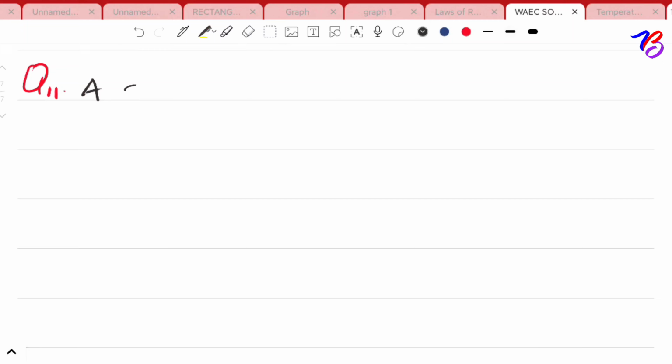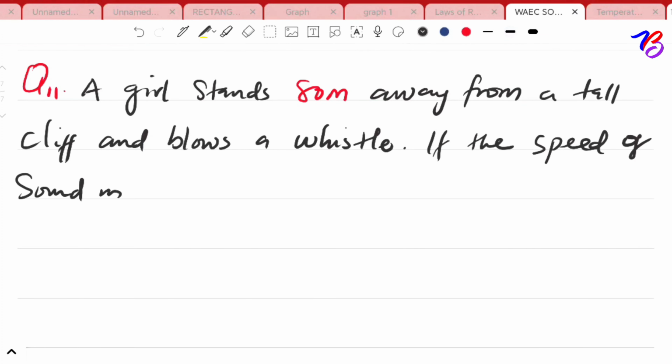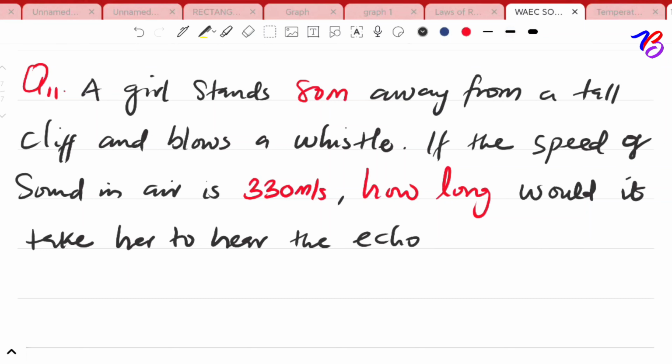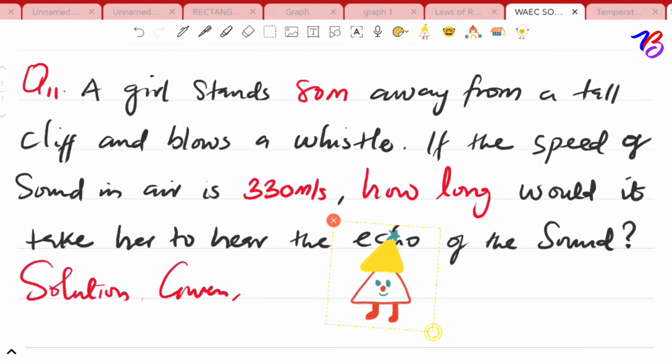Next question before us reads, a goat stands 80 meters away from a tall cliff and blows a whistle. So if the speed of sound in air is 330 meters per second, then how long would it take her to hear the echo of the sound? So solution using the Triune method, our given data include: number 1, we have the goat standing 80 meters away. So this represents the distance, okay?